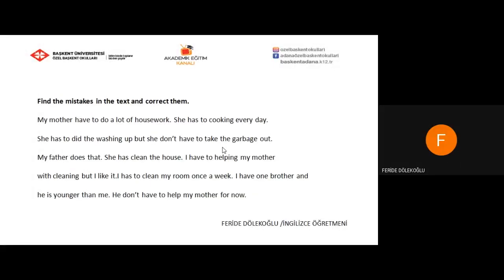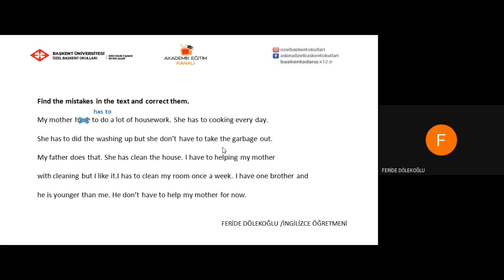Now you see a short text, but in this text, there are some mistakes. We will find the mistakes and then we will correct them. Let's start reading it. My mother have to do a lot of housework. You can see the first mistake here. My mother has to do a lot of housework. Remember the rule with he, she, it, we use has to.